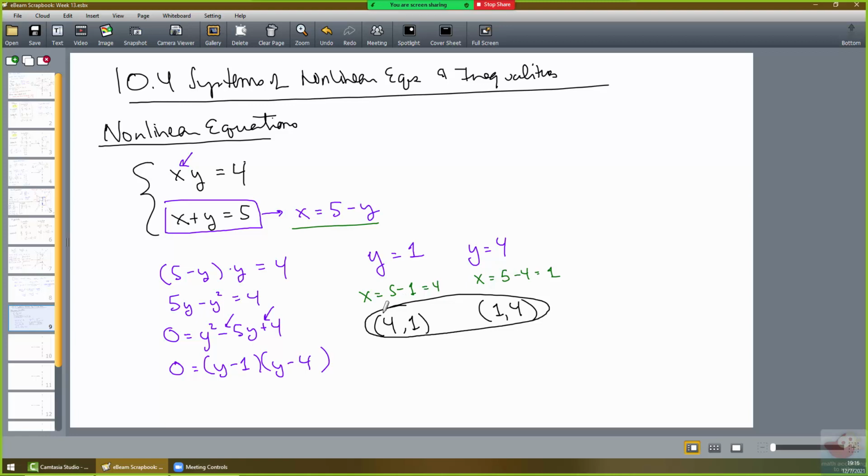So unlike your systems of equations that we did in 9.2 and 9.3, where you only had one solution, here it's possible to have a bunch of solutions. So that's an example of one that needs substitution. You could also have ones that need elimination.